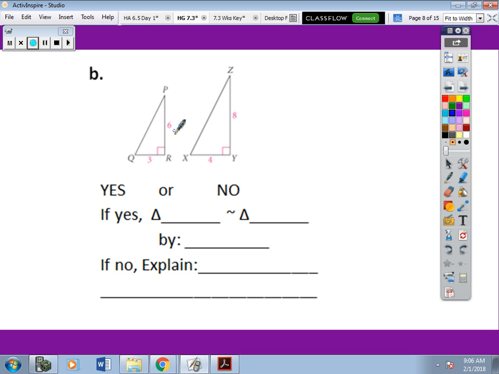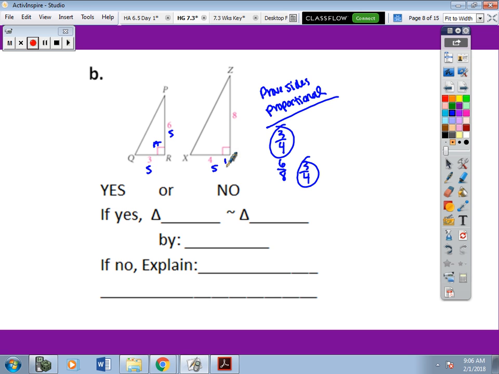But in order for you to say it's SAS, you have to prove the sides are proportional. If they're not proportional, it's not side, angle, side. Okay. So we have to check the pairs of sides. So 3/4 and 6/8. Well, 6/8 reduces to be 3/4, so yes, they are proportional. So we do have side, angle, side, side, angle, side. So this would be a yes.